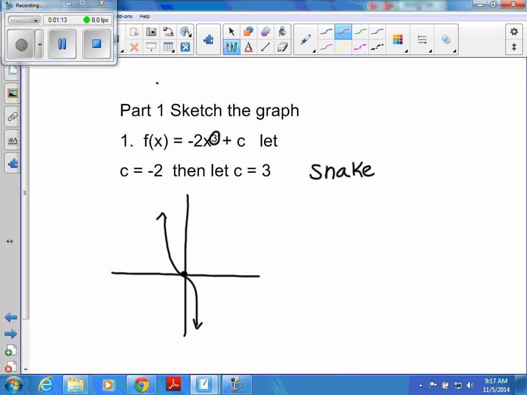So, what does the negative 2 do? It shifts the graph down 2. So I'm going to shift my graph down 2, and I'm going to make my same graph. This one gets shifted up 3, and I make my same graph. So part 1 is very similar to what we did in the last chapter.